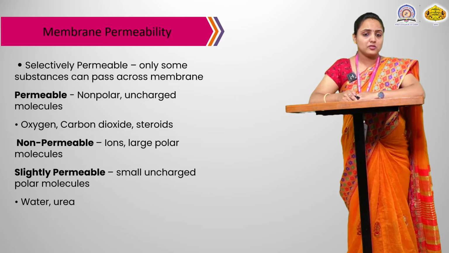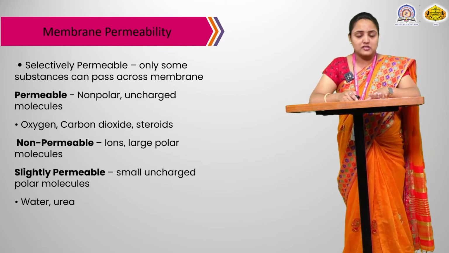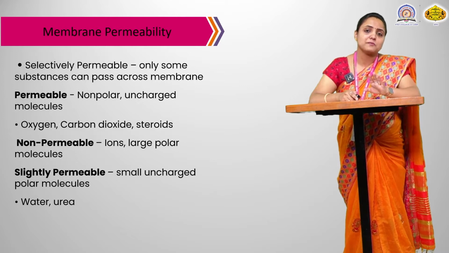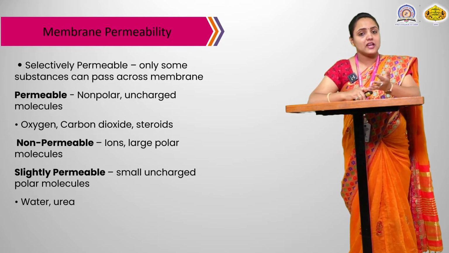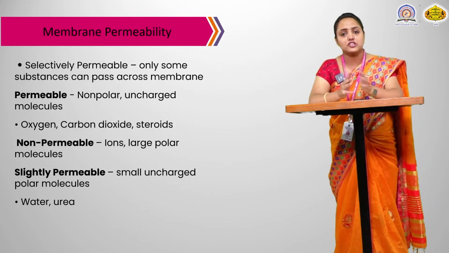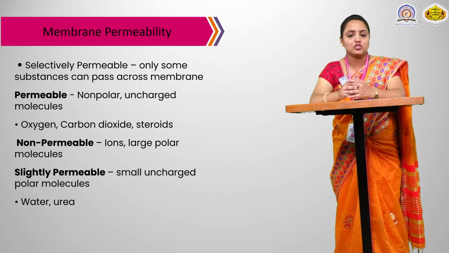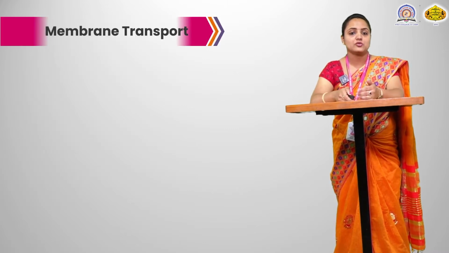Now, we are going to learn about the membrane permeability. Selective permeability means only some substances can pass. Which substances are easily permeable? They are the non-polar uncharged molecules, that is oxygen, carbon dioxide, and steroids. Non-permeable materials are the large polar ions and molecules. Slightly permeable are small uncharged polar molecules, that is water and urea.